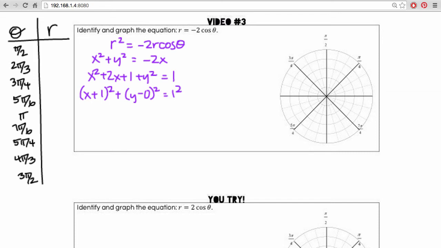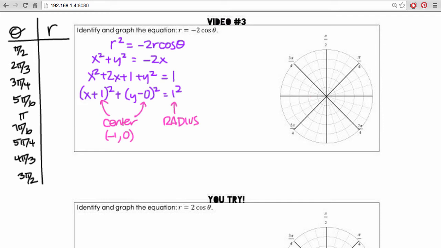And again, we're doing this on purpose because you've got some very important information. You've got the center of your circle, and yes, this is a third different way that we can represent circles. You've got the center at (-1, 0), and the radius of this circle is 1.